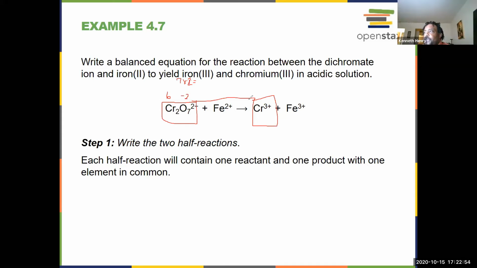So if I'm going from 6 to 3, is that oxidation or reduction? Reduction. Gain of electrons. Okay, so my first reaction is going to be Cr2O7 2 minus.